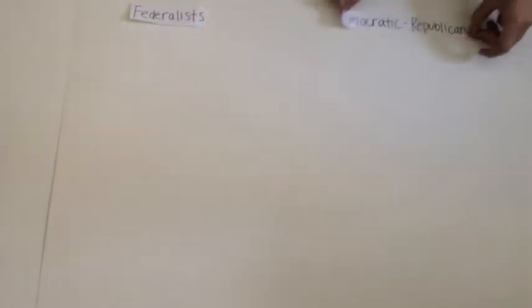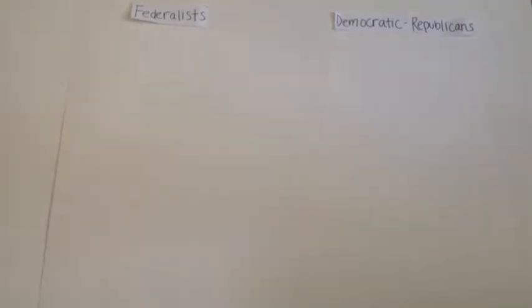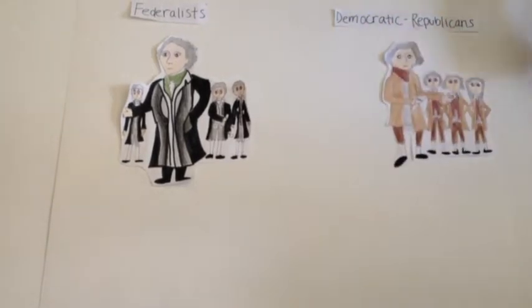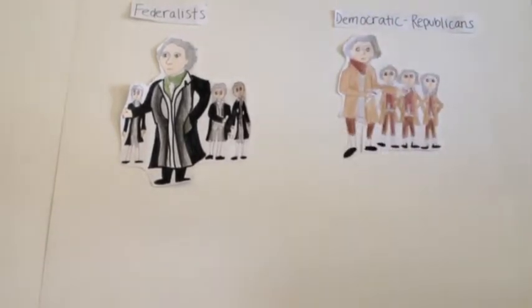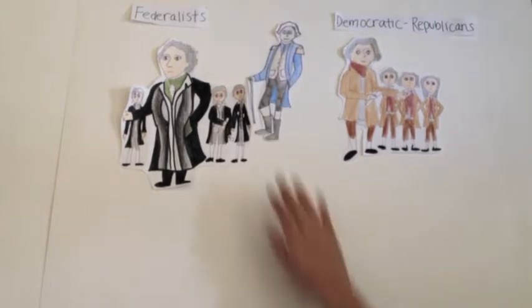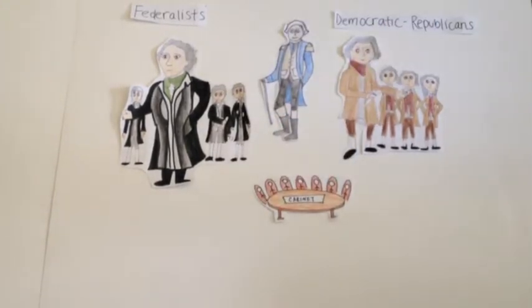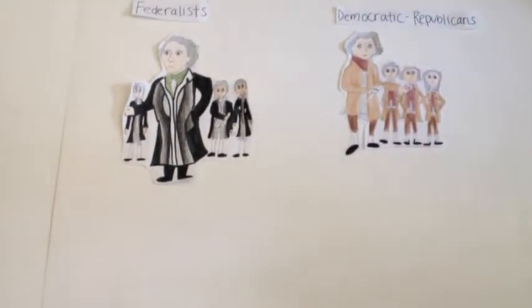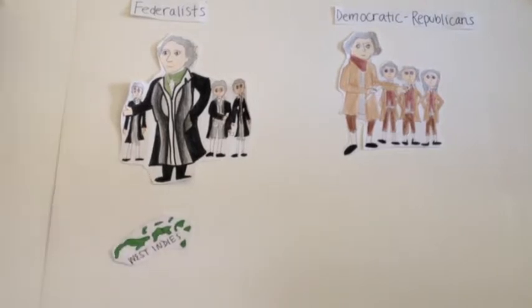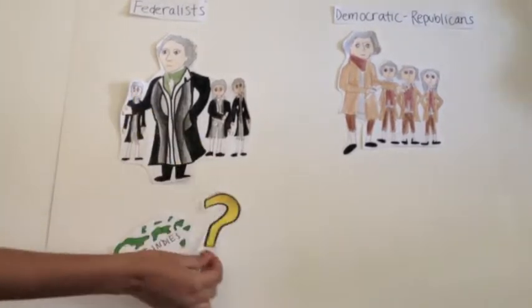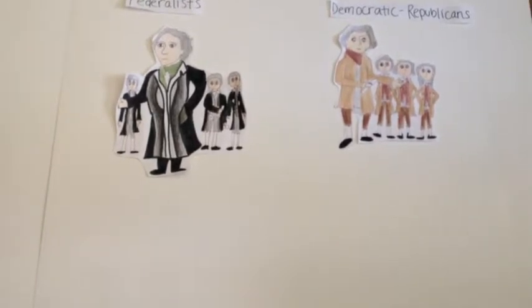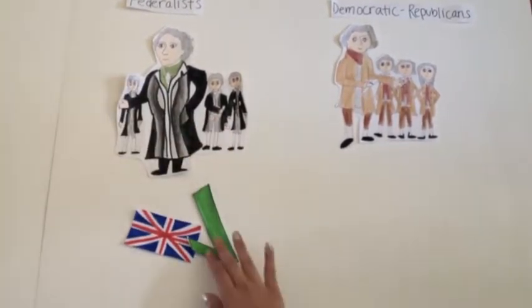The first political parties of America, the Federalists and the Democratic Republicans, were a result of the tensions between Alexander Hamilton and Thomas Jefferson. Both were selected by Washington to join his cabinet as Secretary of Treasury and Secretary of State. Hamilton was born in the British West Indies, which caused his loyalty to America to be questioned. This influenced the Federalists to be pro-British.